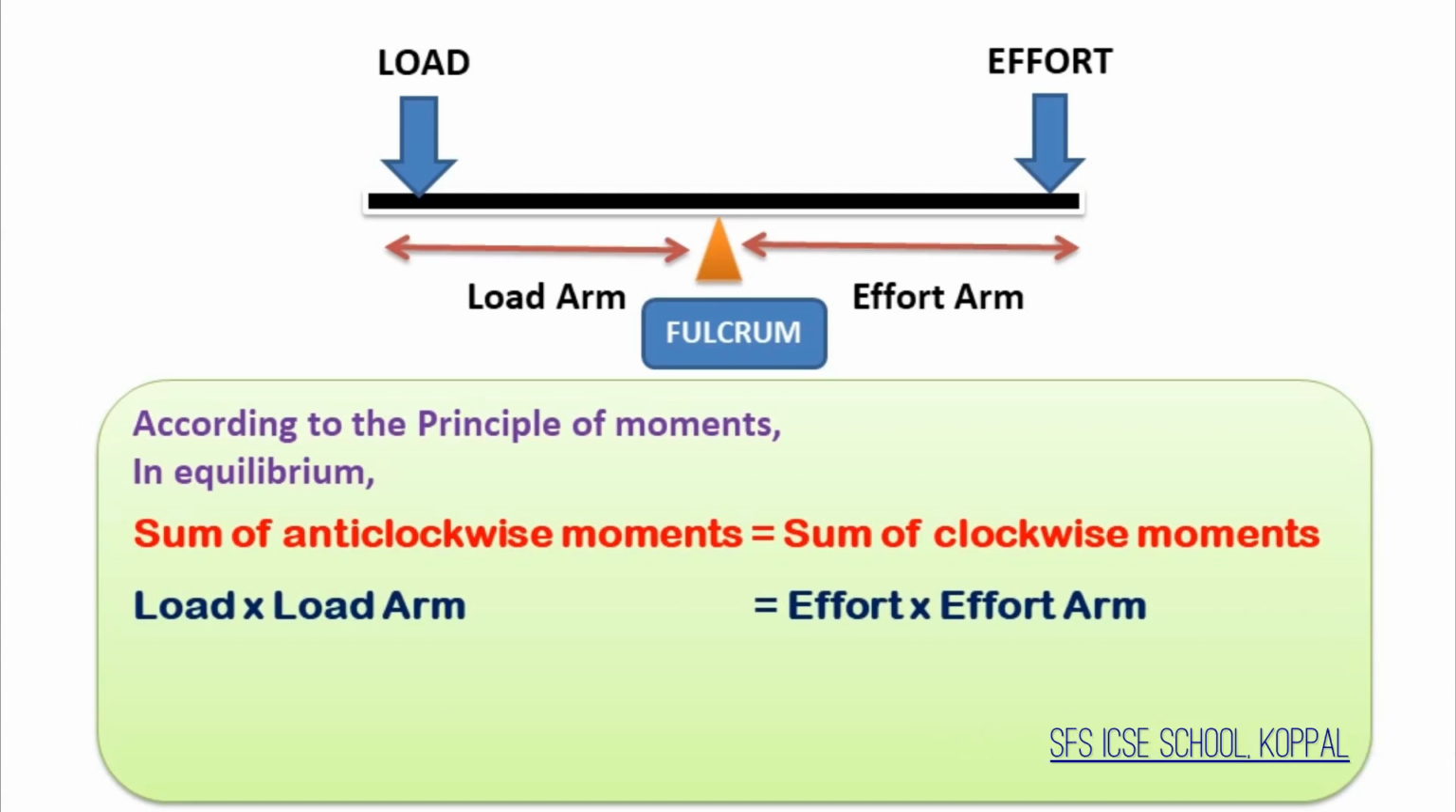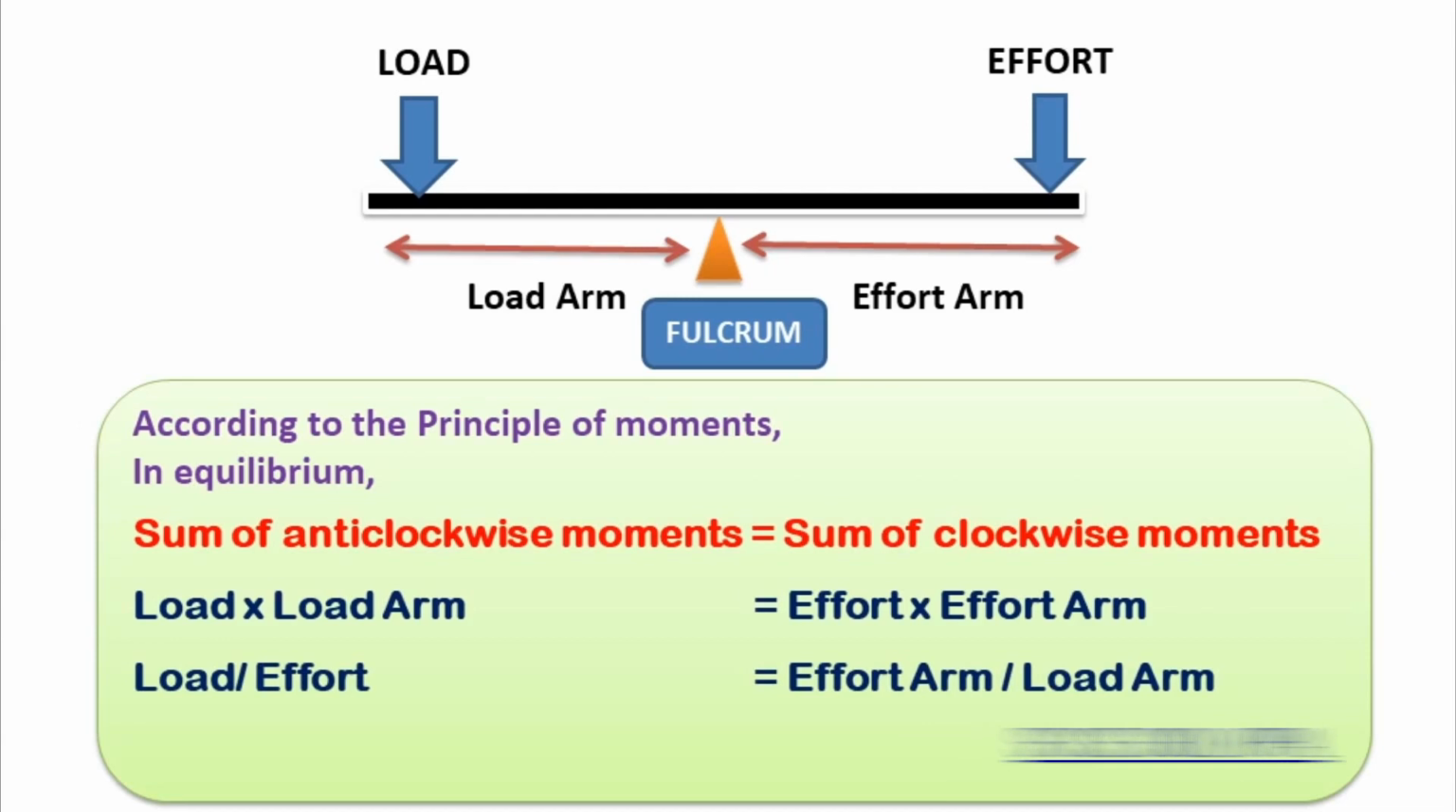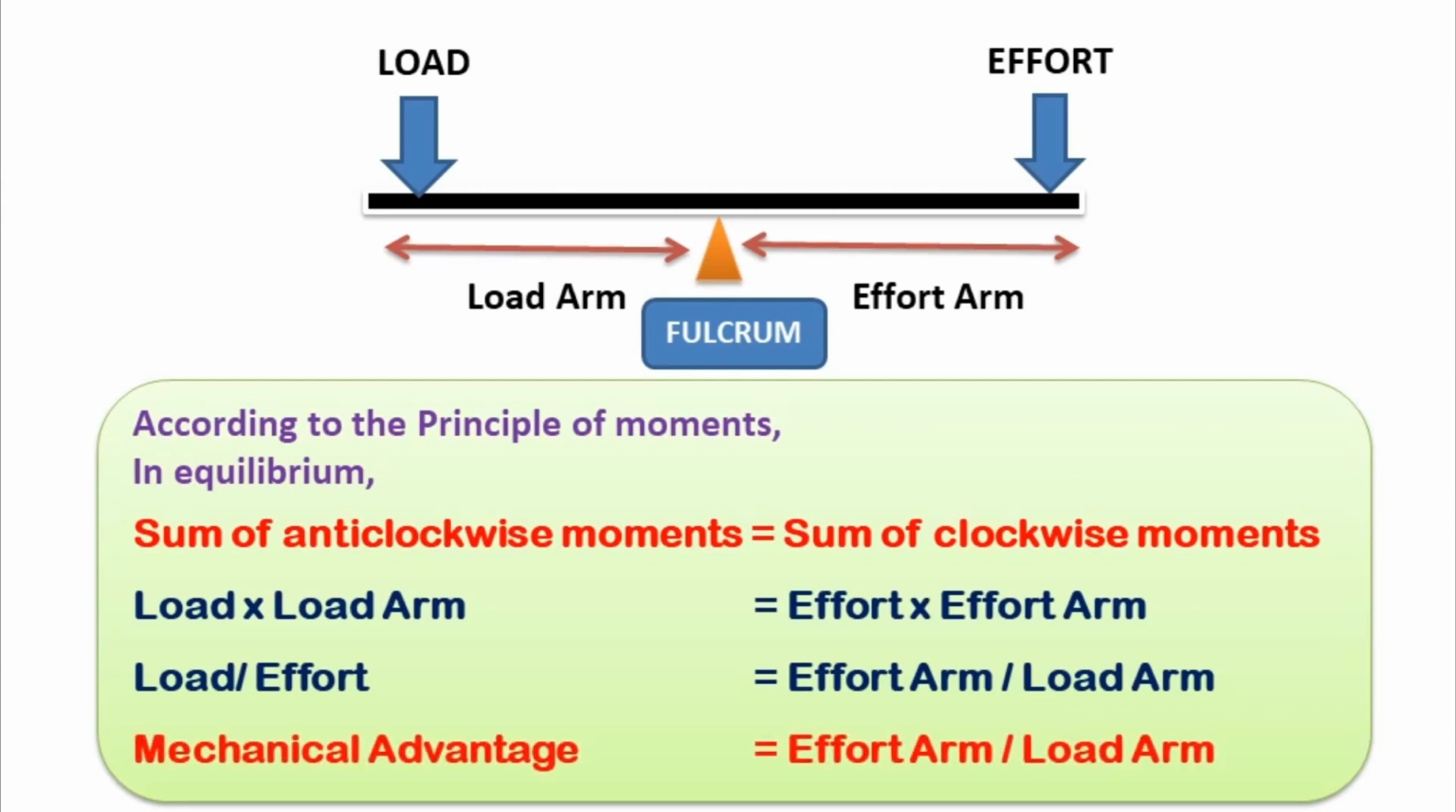Taking effort to left hand side and load arm to right hand side, we get the formula as load divided by effort is equal to effort arm divided by load arm, and we know load divided by effort is mechanical advantage. So mechanical advantage is equal to effort arm divided by load arm.